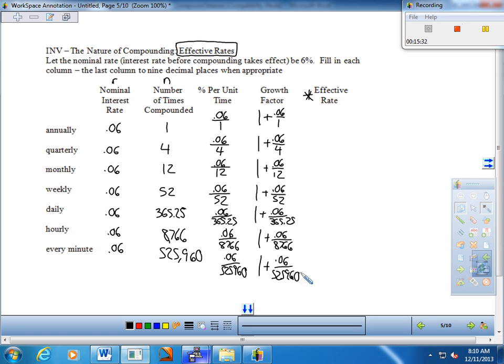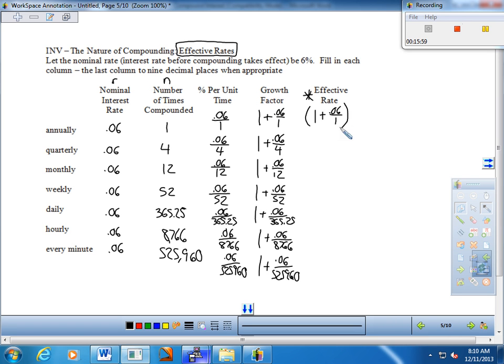All right, so now, guys, the effective rate. What the effective rate means is really the true growth rate over the course of the year. This really starts to affect this piece right here. So let's go ahead and start this out. I'm going to do one at a time, and then we'll just cut loose and fill in the rest of the table. But essentially, that's my growth factor.